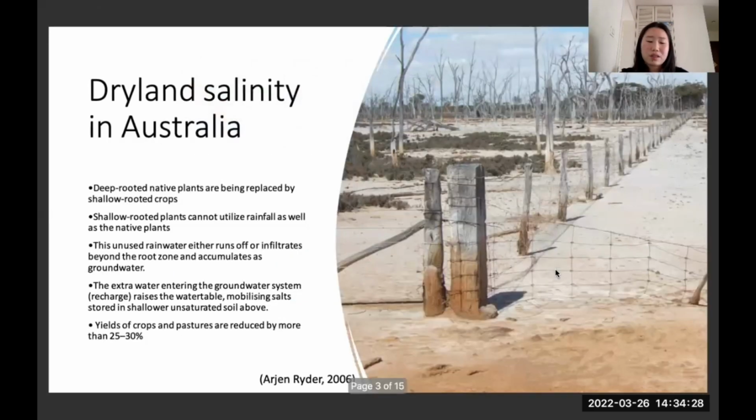This photo is taken from Western Australia, where it suffers from dryland salination. Trees are all dead due to the high salt content and dry season. Only a few shrubs survive. By looking at the fences, we know the land was previously used for ranching cattle and sheep. But why is the land abandoned? Because it has a yield reduction of 25 to 30%.